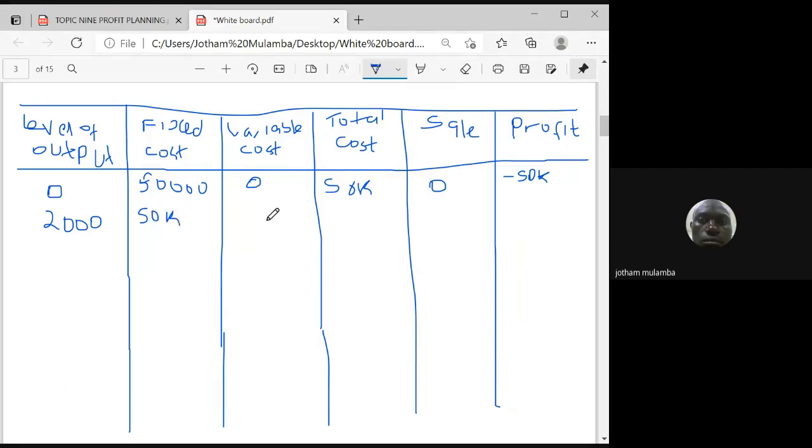How much will be our variable cost? To get variable cost, we said we get variable cost per unit, which was 14, and multiply by the units produced, which is 2,000. So 14 times 2,000, 28,000. Thank you. Now, to get total cost, we add fixed cost plus variable cost. So 50,000 plus 28,000. How much is that? $78,000. Thank you.